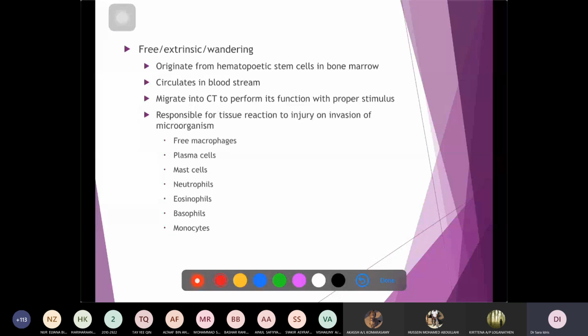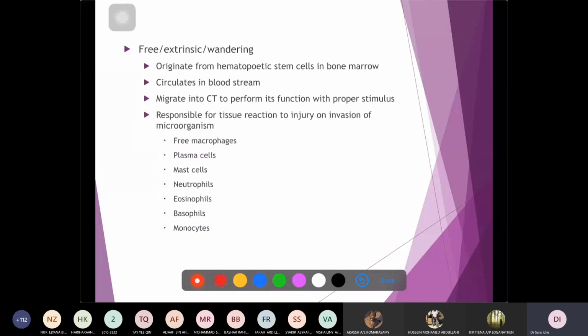And as they are wandering, they will just stay as they are. They don't perform any function. But if you have a certain problem, a proper stimulus, the wandering cell can migrate into connective tissue to perform its function. So let's say you have free macrophages, wandering macrophages. It detects that you have an infection, then it can travel out of your bloodstream to that specific area where you have the infection, and it will help to lyse whatever pathogen that you have.